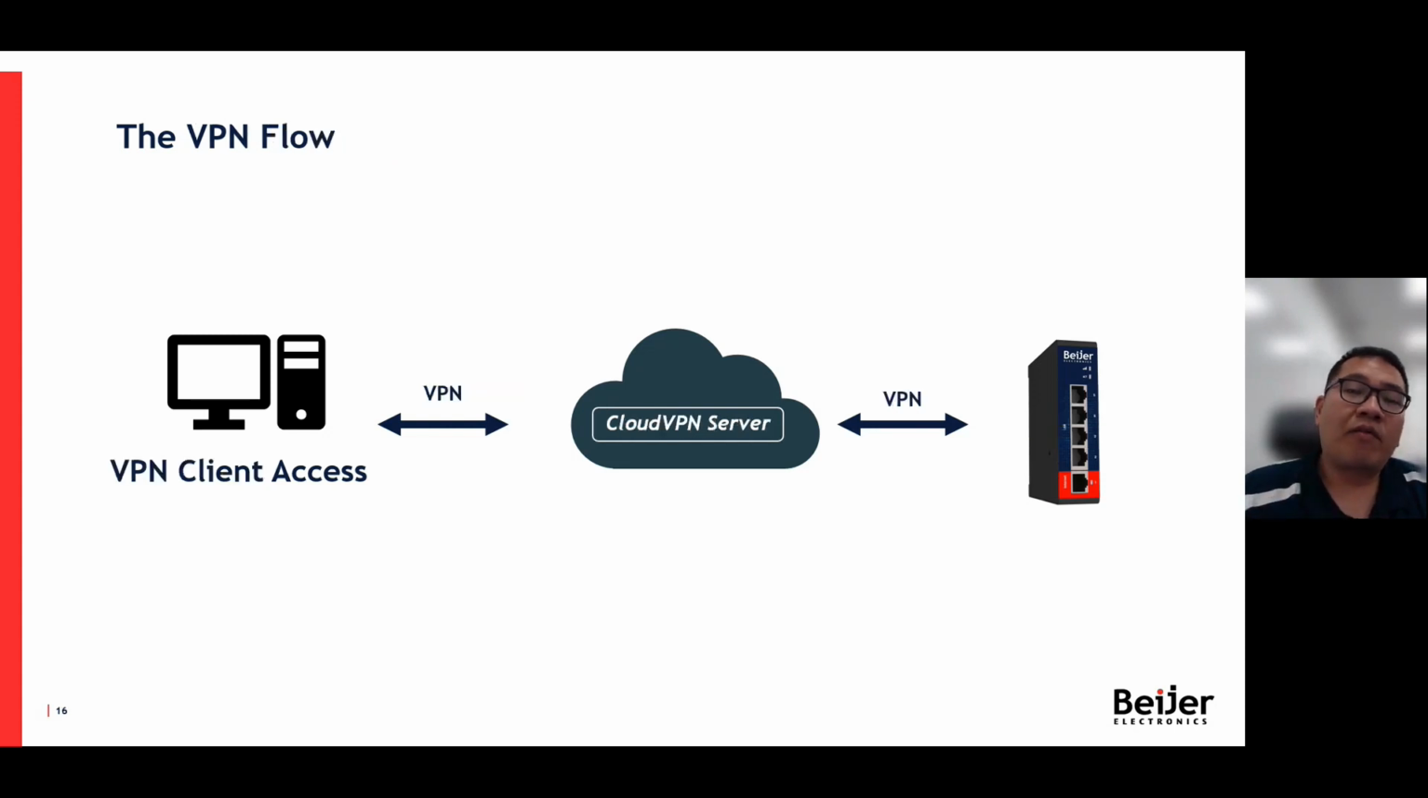Next, let's talk about how the VPN flows. With the VPN client installed on your computer, once you press connect via VPN, you make a VPN tunnel between your computer and the Cloud VPN server. Then you have another tunnel from the Cloud VPN server all the way to the router itself. So there is an intermediary server in between, and it's not a direct point-to-point connection.